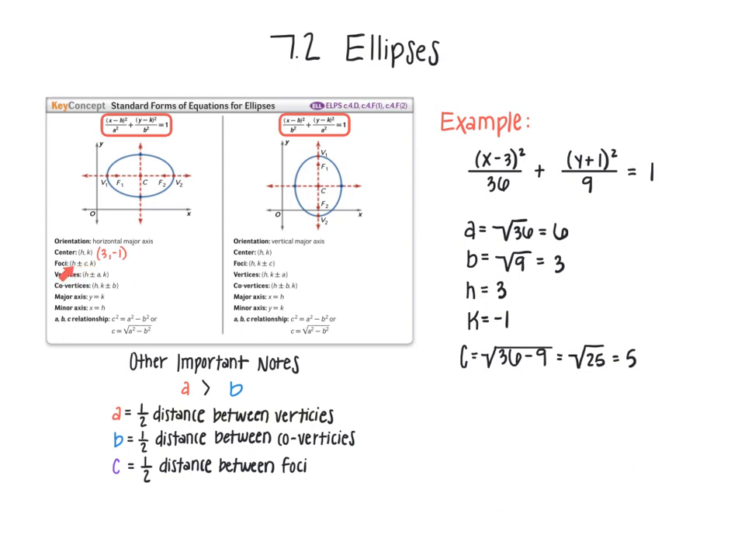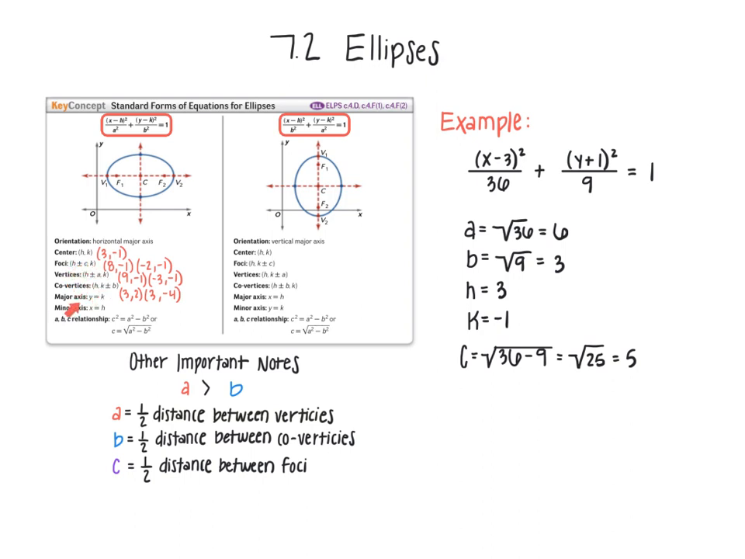I also know that my foci are located at (h plus minus c, k). What that means is I would take h and add c to it, but I would also take h and subtract c from it. Because remember, the foci, there's 2 of them, so it's always plus minus. Same thing with my vertices, h plus minus a. Same thing with my co-vertices, (h, k plus minus b).